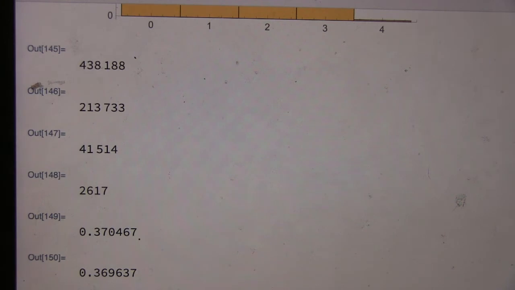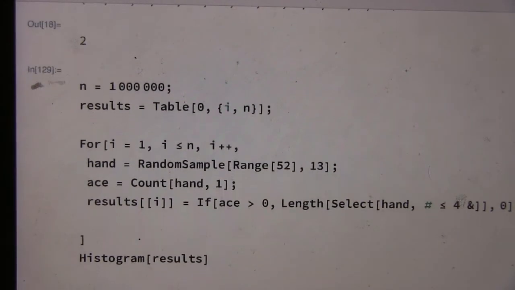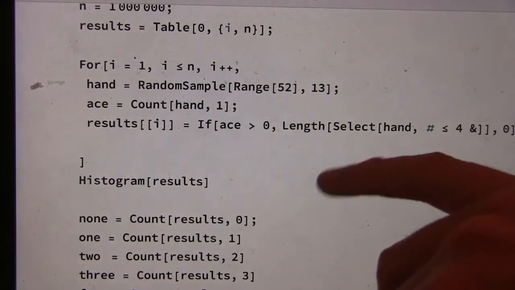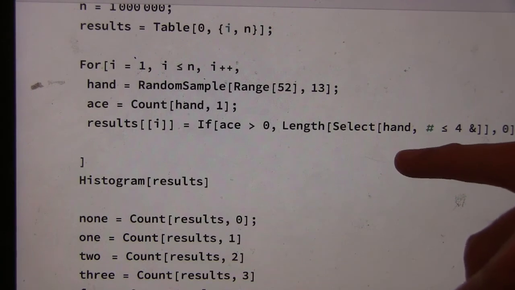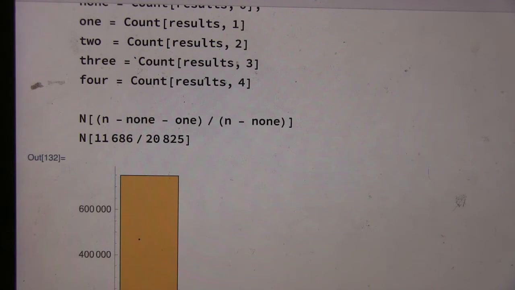And now we ran the same simulation below, but the initial question started with, do you have the ace of spades, which we called the number 1. So first we checked, did you have the number 1? And then if you did, how many aces did you have? This is what the simulation looked like. About 750,000 times you didn't have the ace of spades.